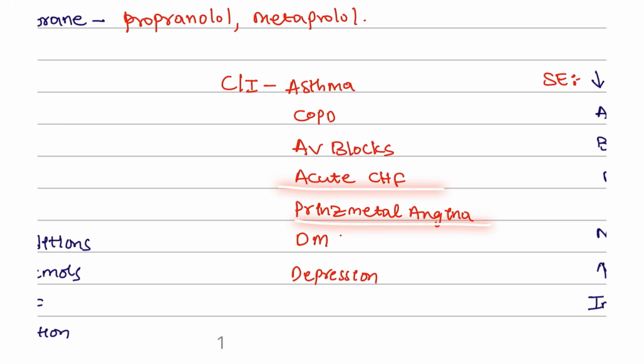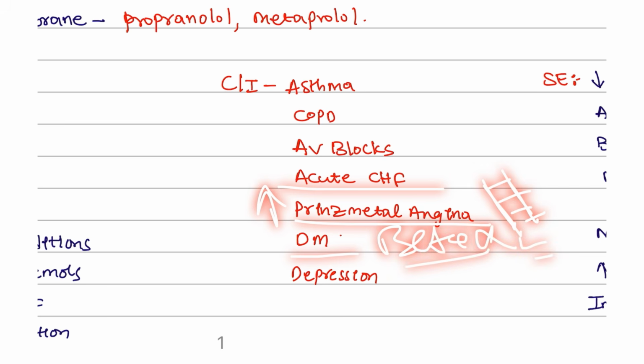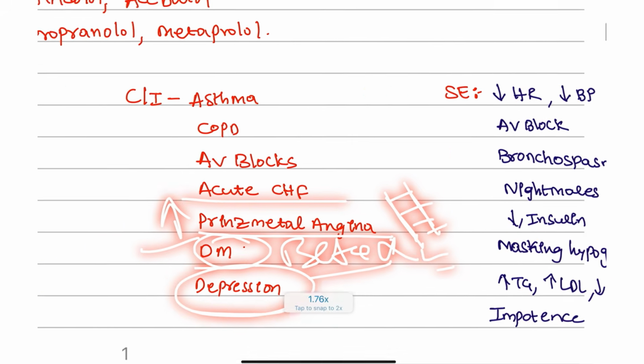Prinzmetal angina is already a vasoconstrictor condition, right? And if we block more vasoconstriction, this will trigger it. And in diabetes mellitus, again, beta is blocking. If the beta is blocked, insulin release will be decreased. Beta blockers should not be given in diabetes mellitus, and also should not be given in depression patients.